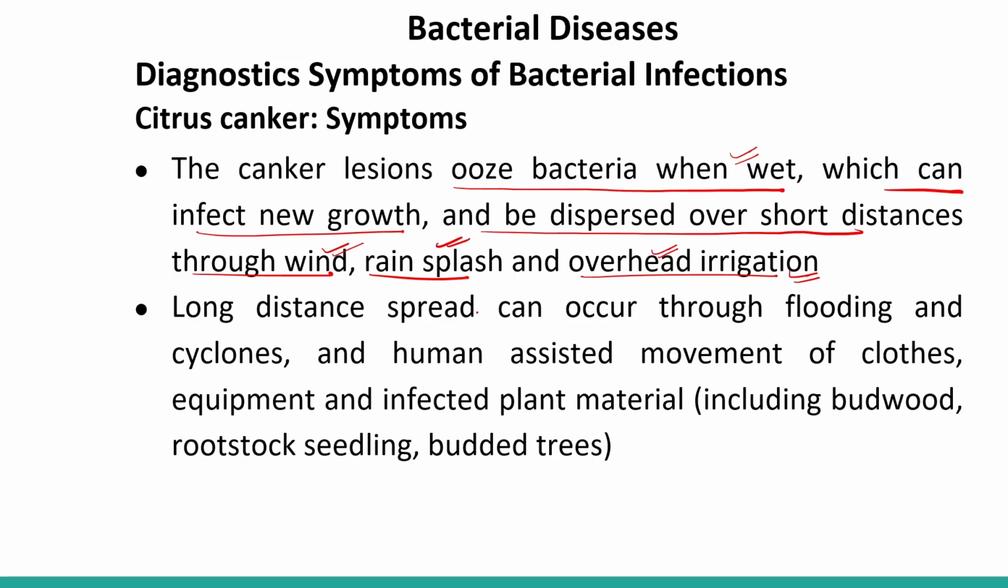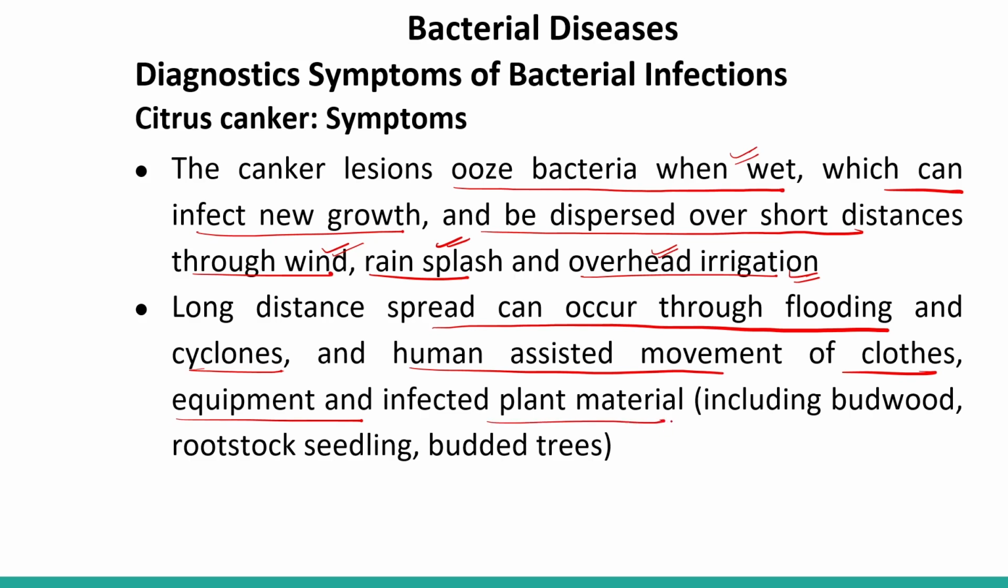Long distance spread can occur through flooding and cyclones and human assisted movement of clothes, equipment and infected plant material, including budwood, rootstock seedlings and budded trees. So they can be transported to far places also. They can be dispersed to far places with the help of human assisted movement and other infected equipment, our clothes, and also with the help of insects.